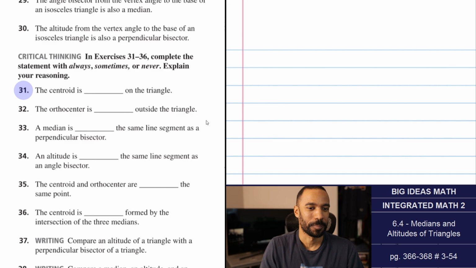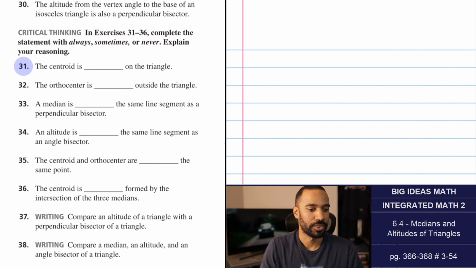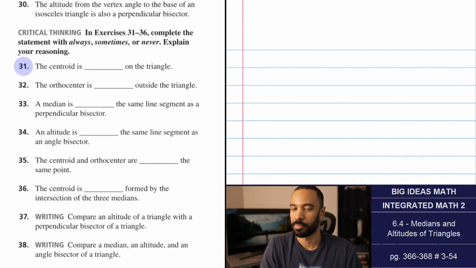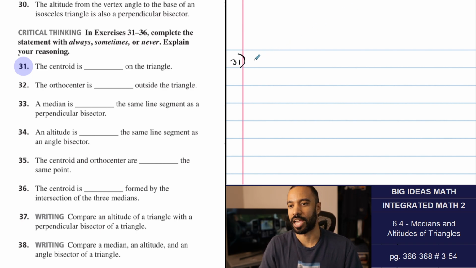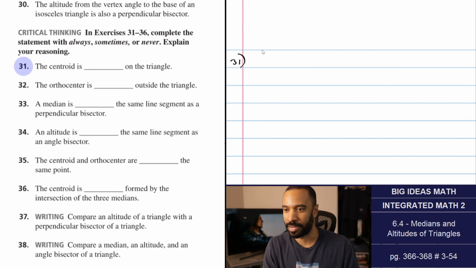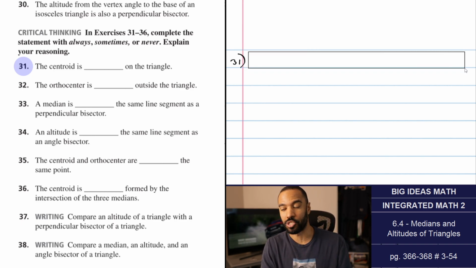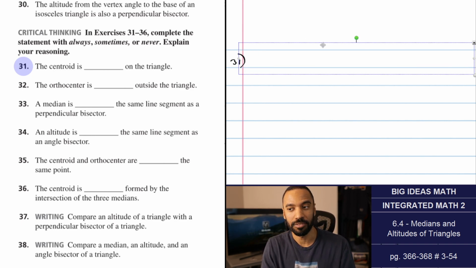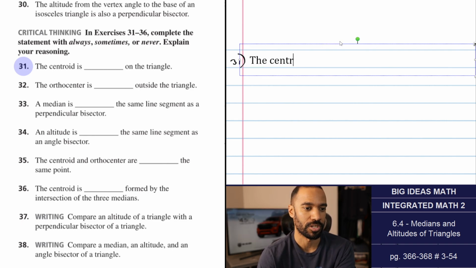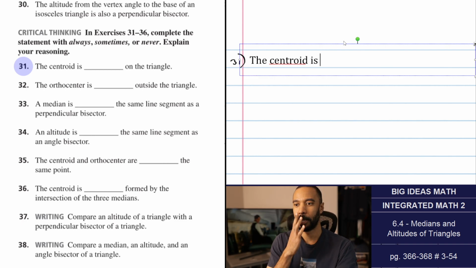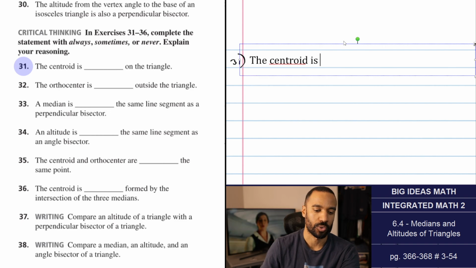Number 31 to 36. We got an always, sometimes, never. I'm going to type these out. I feel bad, sometimes I would force my students to write it out on their thing. So let's do that. Otherwise, they just look at a word, always, sometimes, never, and it doesn't do enough. The centroid is blank on the triangle.